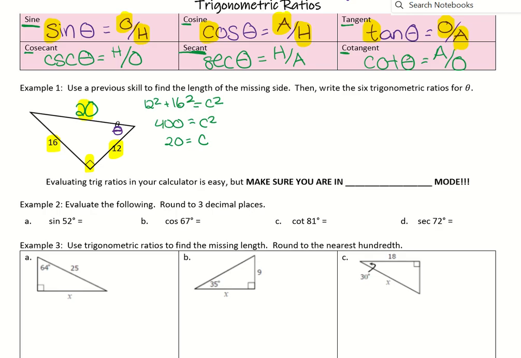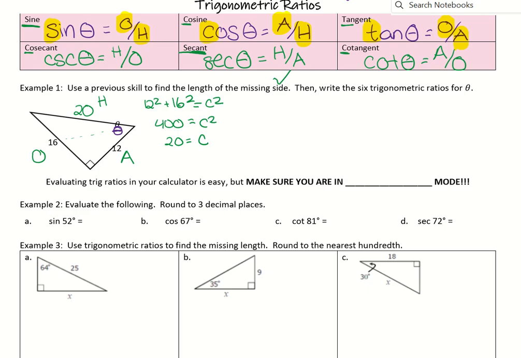So use a previous skill to find the length of the missing side. Done. Now let's write the 6 trigonometric ratios. And in order to do that, we want to use theta as our guide. So we're going to start by labeling the hypotenuse. Now remember, the hypotenuse is always across from that right angle no matter what. So our hypotenuse is going to be 20. Then our opposite side is always farthest away from theta. So our opposite is going to be 16. And now adjacent is going to be the leftover side that's next to theta. So we've got our H, O, and our A.